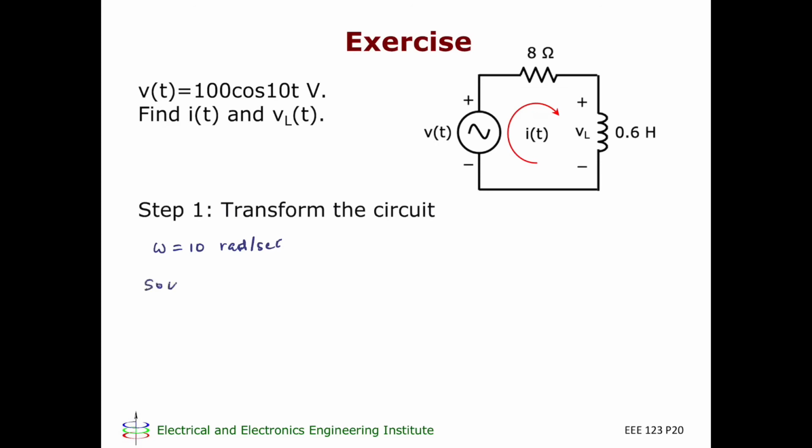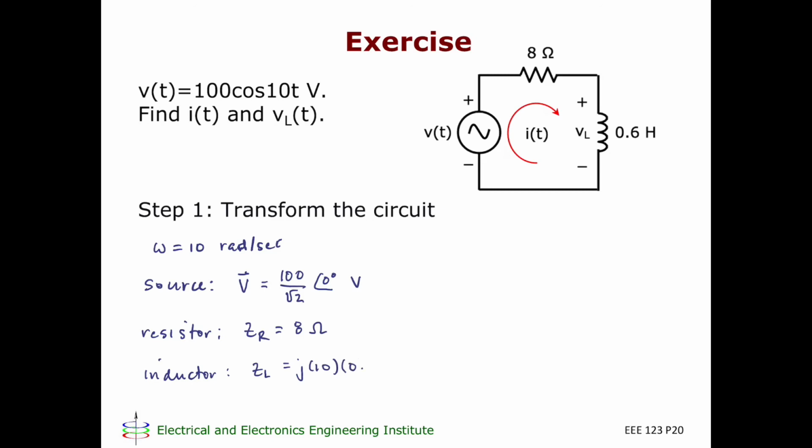Okay. Now for the source, Vs, so let me use now the alternate notation, V is equal to 100 over the square root of 2 at an angle 0 degrees, volts. For my resistor, ZR is simply 8 ohms. And for my inductor, ZL is equal to jωL. ω is equal to 10 and L is equal to 0.6. So this is j6 ohms.